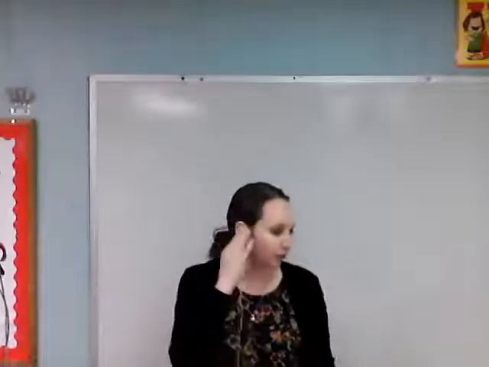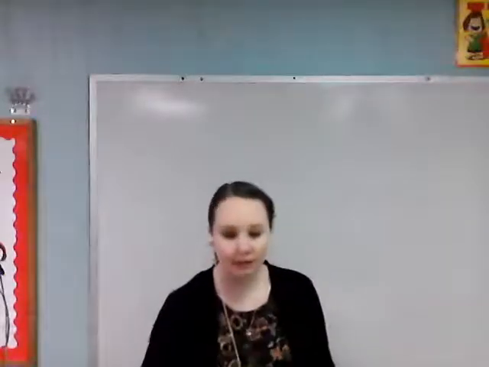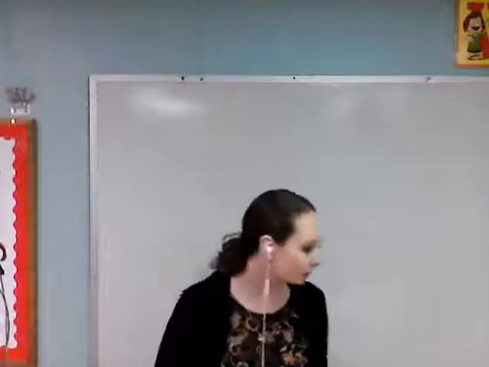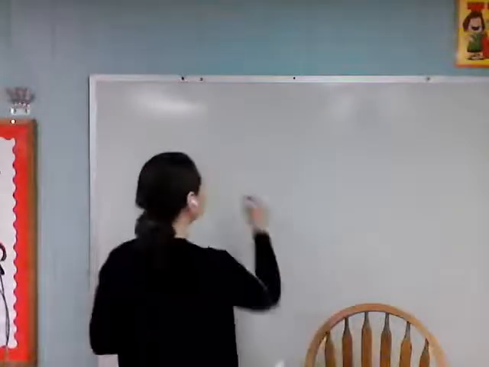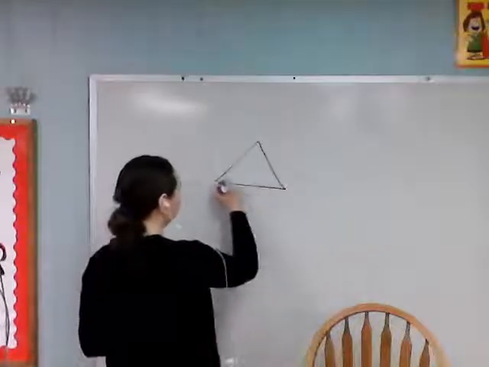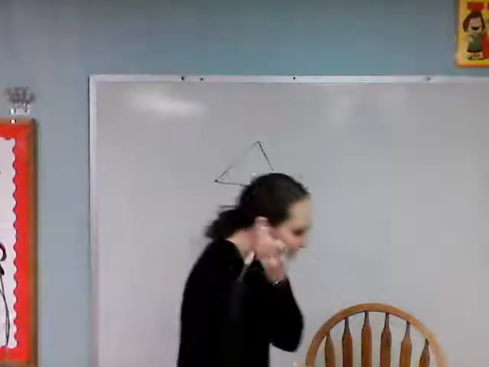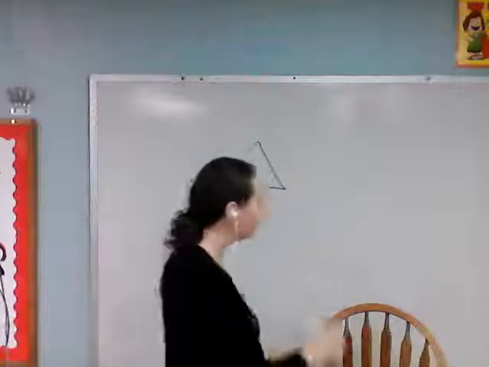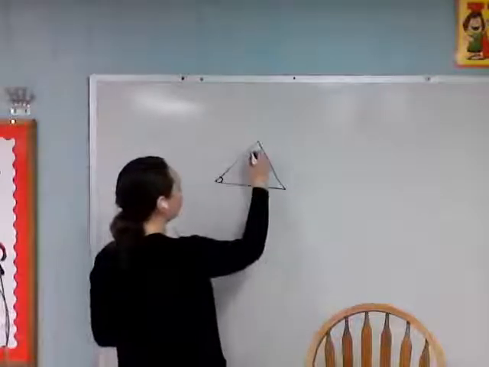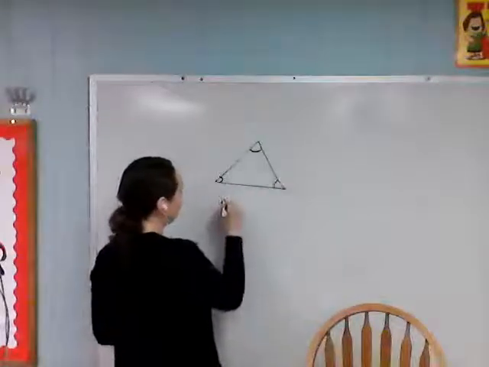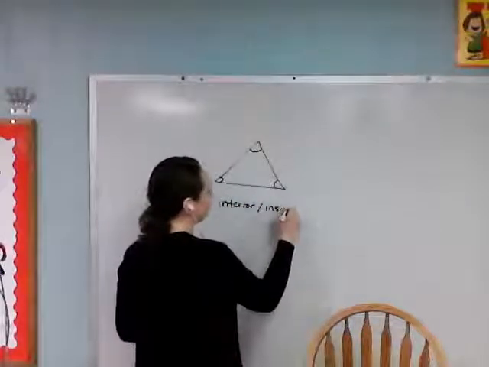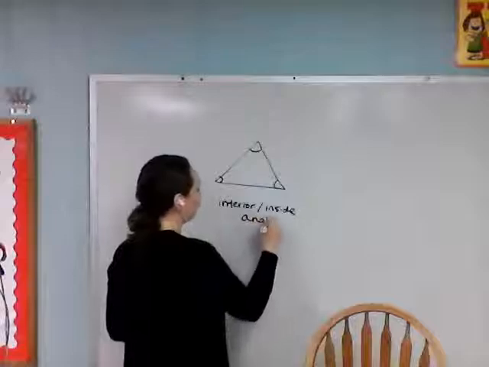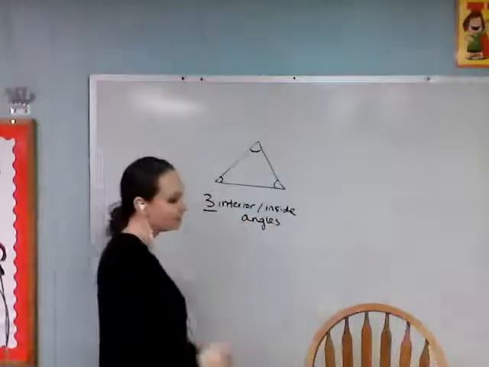Okay, so let's look at 241. We're going to be learning about a triangle. A triangle is a polygon that has how many sides, guys? 1, 2, 3 sides. Good. Now, they have 3 inside, or what we could call interior angles. Interior and inside mean the same thing. And they have as many angles as they have sides.